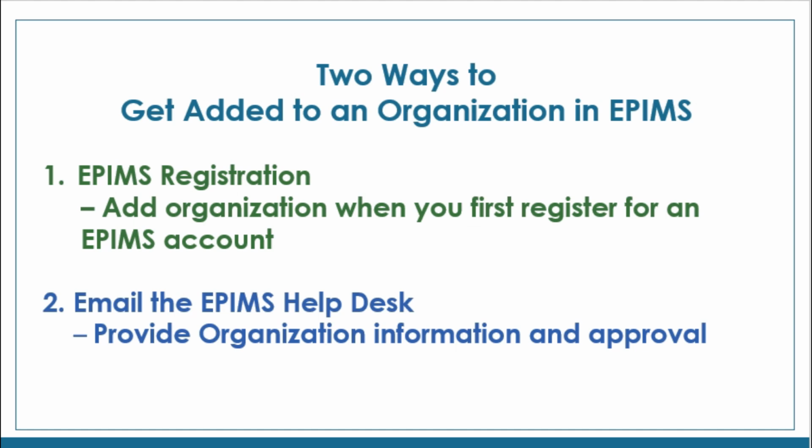There are 2 ways to be added to an organization. The first way is when you register for an EPIMS account, you can add an organization to your account. It's okay if the organization already exists in our system. We will add you to the existing one. If your organization is new, we will create a new one for you and associate your account to it.